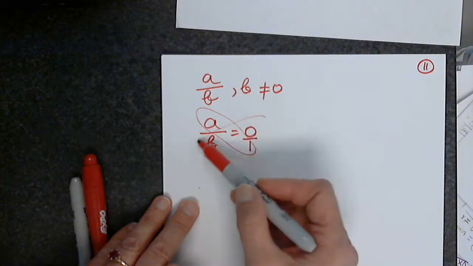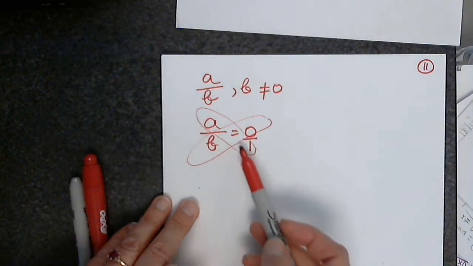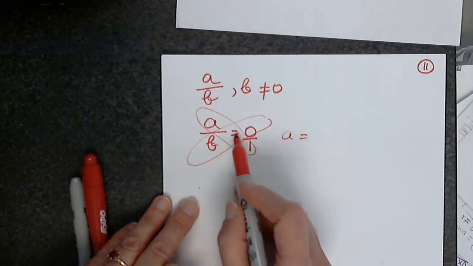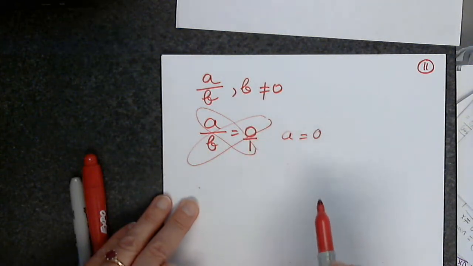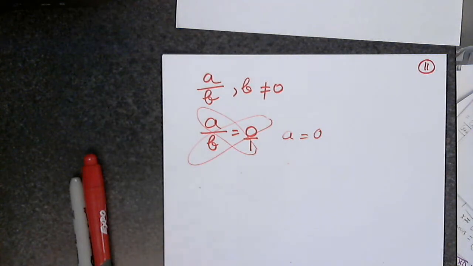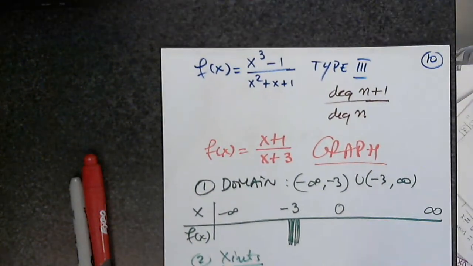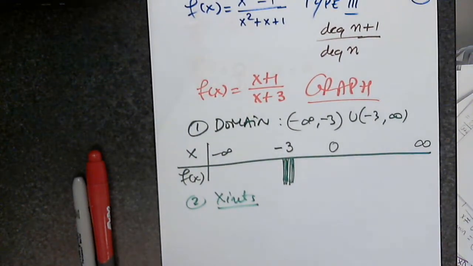Let's cross multiply. A equals 0, right. So for a fraction to be 0, only the numerator has to be 0. The denominator can never be 0. So for a fraction to be 0, I have to set the numerator equal to 0. So coming back here and looking at this, what would you say?